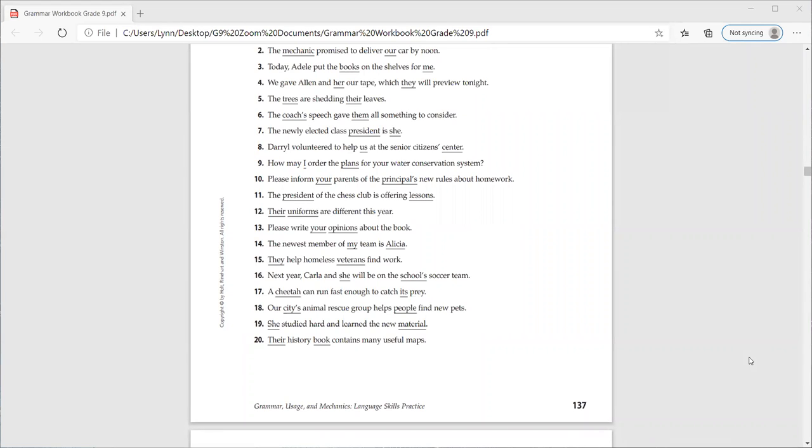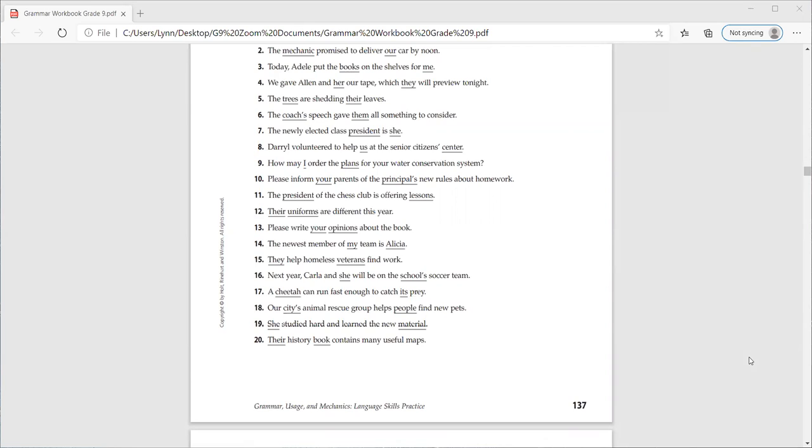Debelina, one second, baby. Number 12, their uniforms are different this year. What is different this year? Their uniforms. So uniforms is nominative because it's the subject of the verb. You understand? Yes. Okay. Number 13. Your is possessive and opinions is nominative. Look at opinions again. It's objective. Yes.